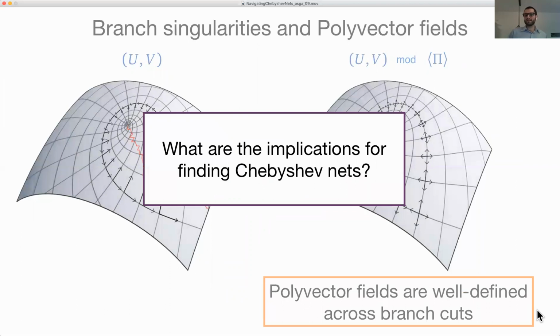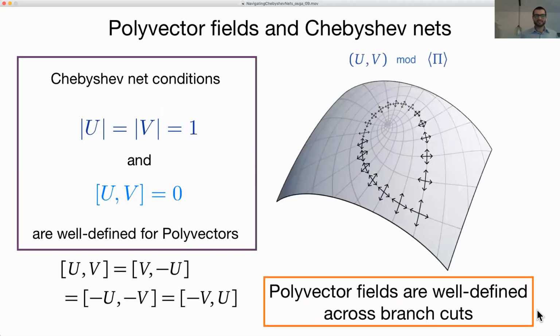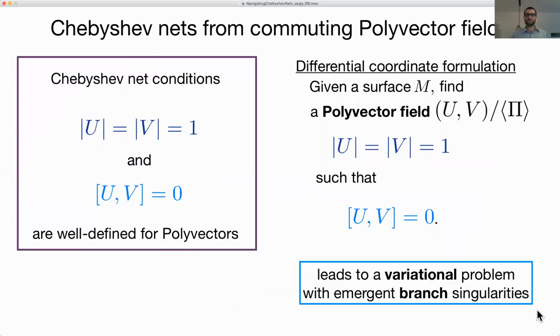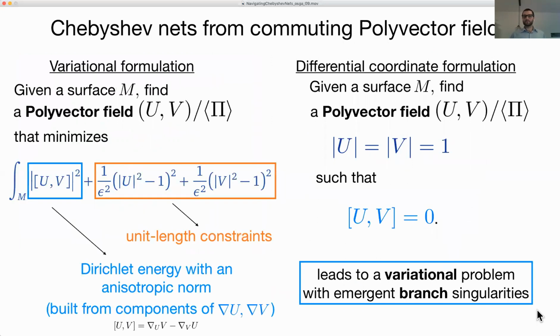So what are the implications for finding a Chebyshev net? Well, let's go back and think about the Chebyshev net conditions. Actually, they're both also well defined for polyvectors. I can just say that I want to only study polyvector fields with unit length, and the Lie bracket is actually invariant to this group action. So therefore, asking it to be 0 is also well defined for polyvectors. So the reformulation of the problem is, given a surface, try to find a polyvector field, which is unit length and commutes. This you can actually write down as a global minimization problem and split into two components.